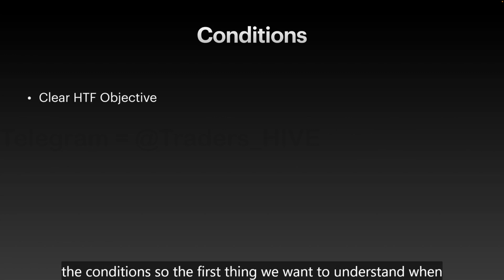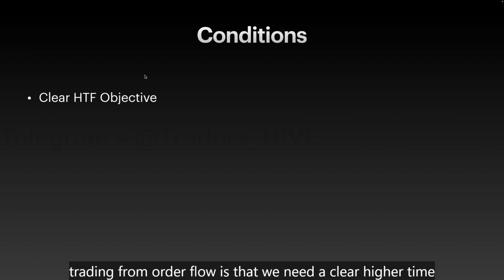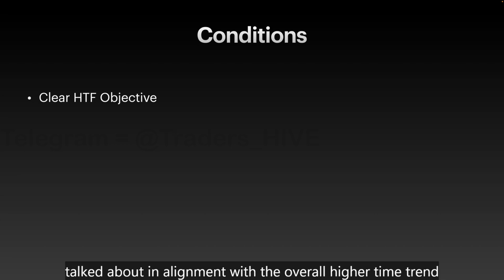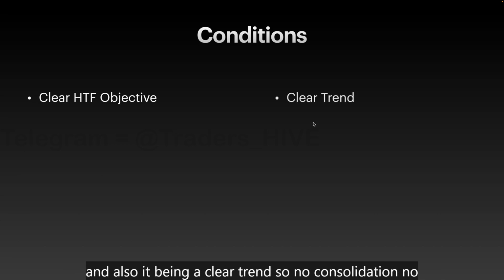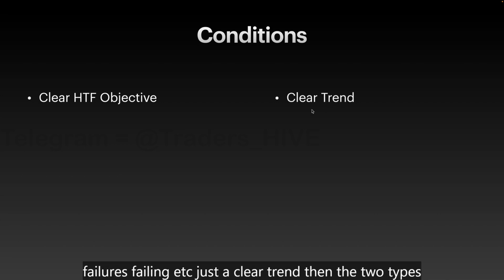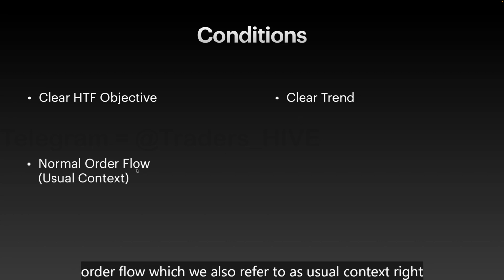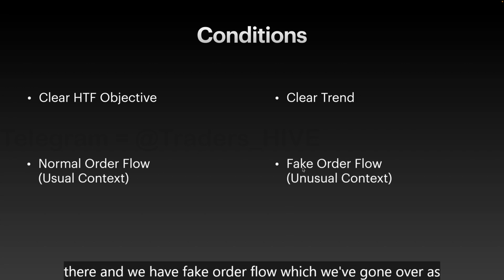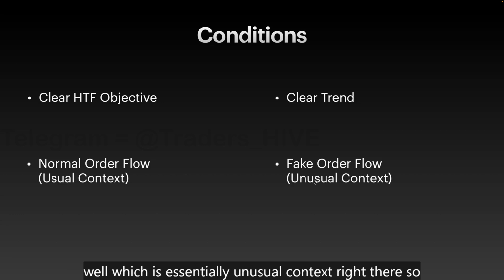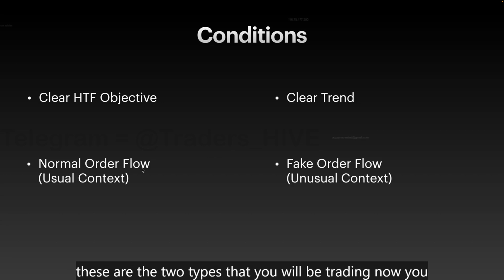Okay, then the conditions. The first thing we want to understand when trading from order flow is that we need a clear higher time frame objective. So again, think of the market structure that we talked about in alignment with the overall higher time frame trend, and it being a clear trend. So no consolidation, no fair value gaps failing, etc. Just a clear trend. Then the two types of order flow that we are talking about: we have normal order flow, which we also refer to as usual context, and we have fake order flow, which we've gone over as well, which is essentially unusual context. So these are the two types that you will be trading.